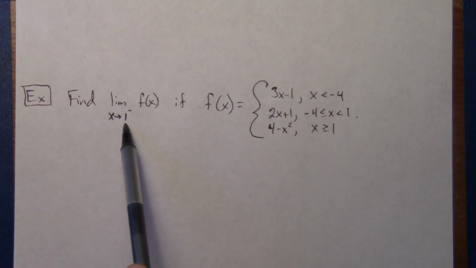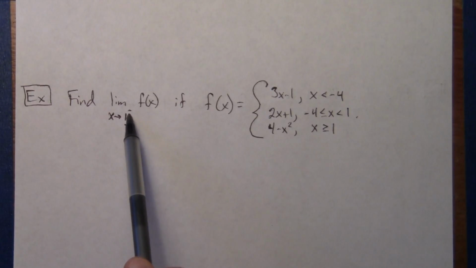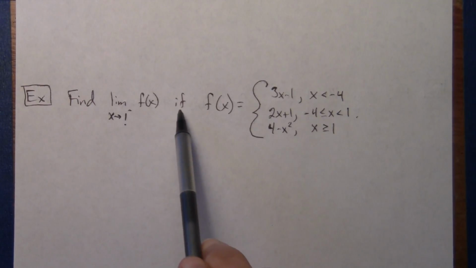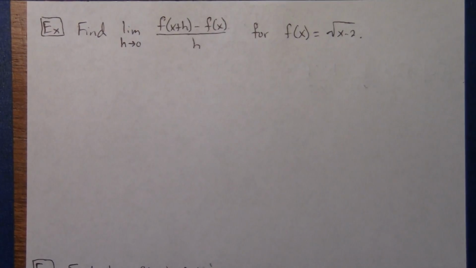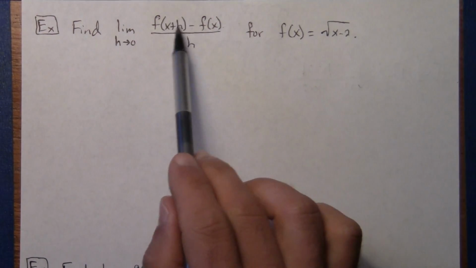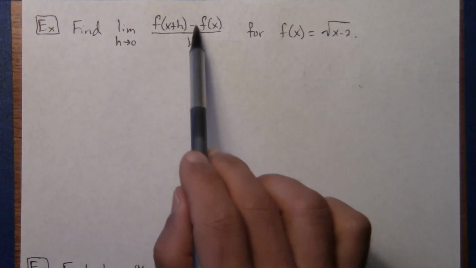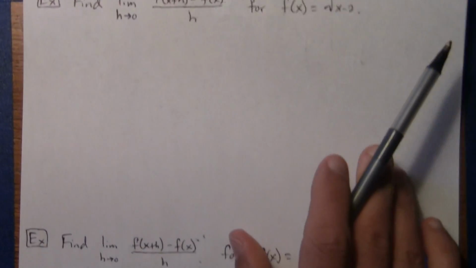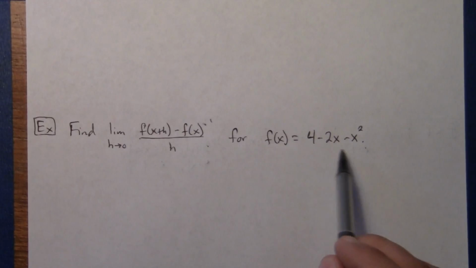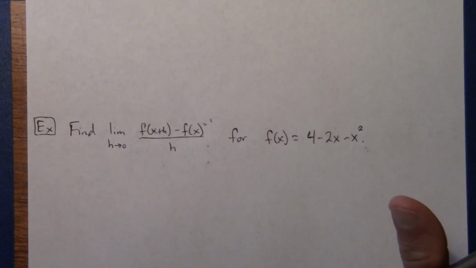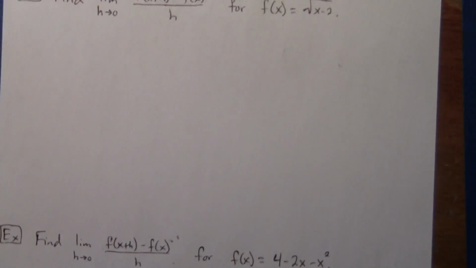Finding the limit as x approaches 1 from the left, which is what that little negative symbol stands for, of f of x if this is my function. And then two problems that are called difference quotients, or finding the limit as h approaches 0 of this formula for this function. And then the same thing, finding the limit as h approaches 0 of this formula for this function. Again, it's called the difference quotient, which is something that we'll work on in section 3 as well.